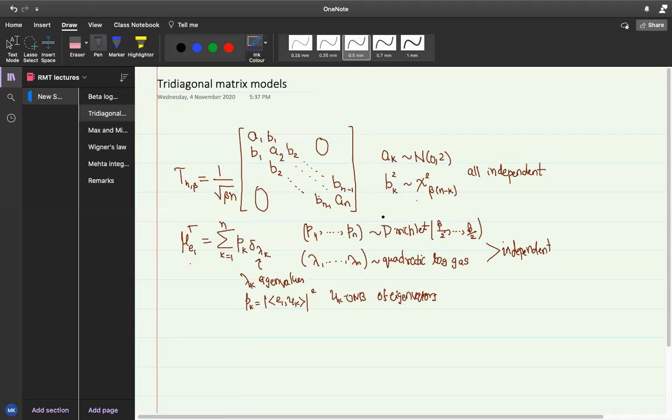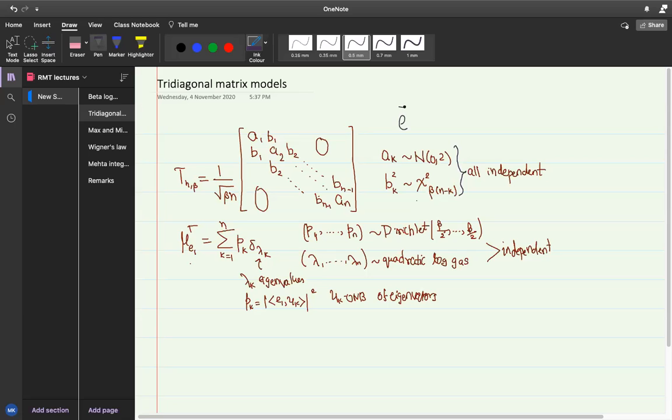Okay, so this is the tridiagonal random matrix where the a_k are normal (0, 2), and the b_k squares are chi-squares with varying parameters. They are not IID, but they are independent. All these entries are independent. That is one of the nice things about this matrix. I have put a 1 over root beta scaling outside. Let that be. Then you get this tridiagonal random matrix. And the statement is that the eigenvalues of this random matrix exactly have the density of the quadratic beta log gas.